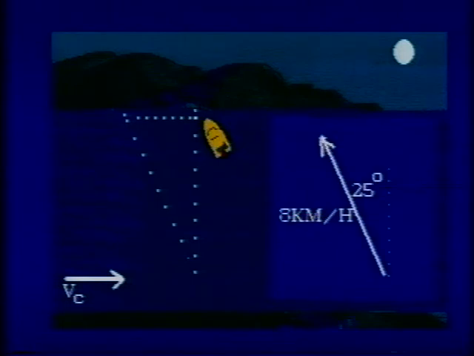Here you see a vector representing the velocity of the boat in still water of magnitude 8 kilometers per hour and angled at 25 degrees upstream. When the velocity of the current is added to the velocity of the boat in still water, it produces the resultant velocity of the boat with respect to the shore. We are asked to find this resultant velocity and also the velocity of the current. All right, that is our problem. Why don't you try to solve that problem before watching its solution?